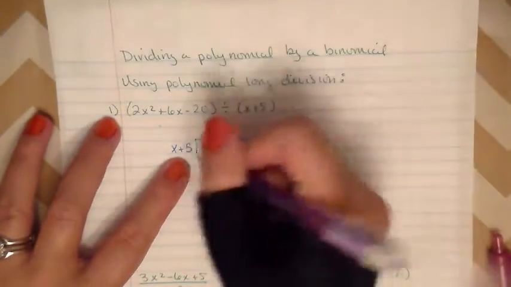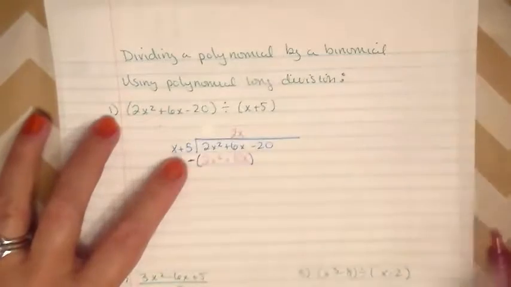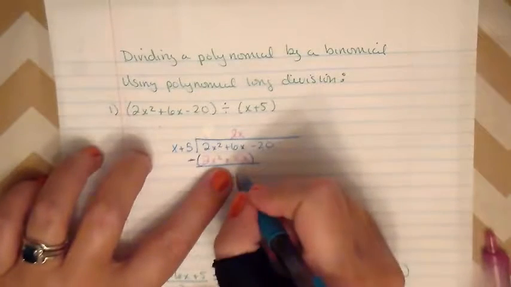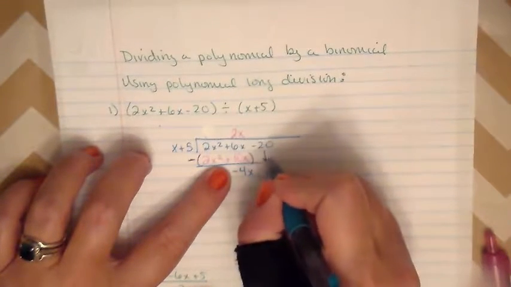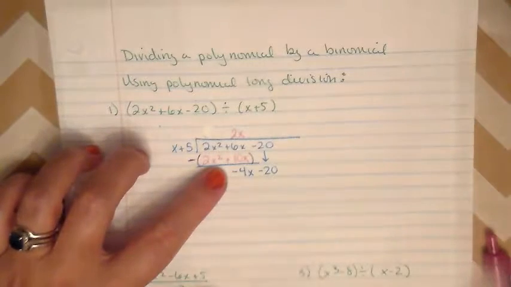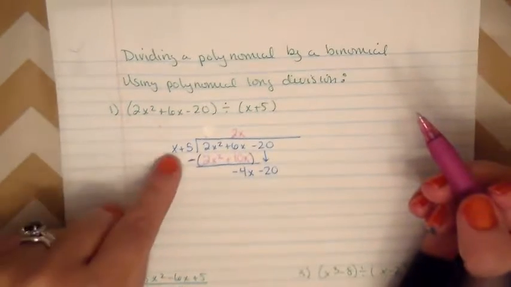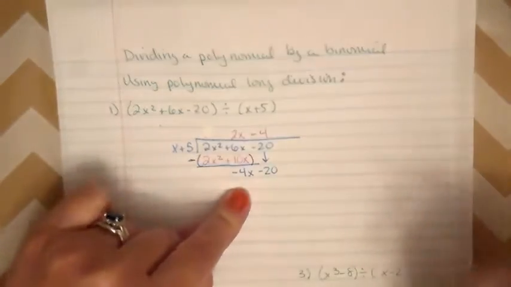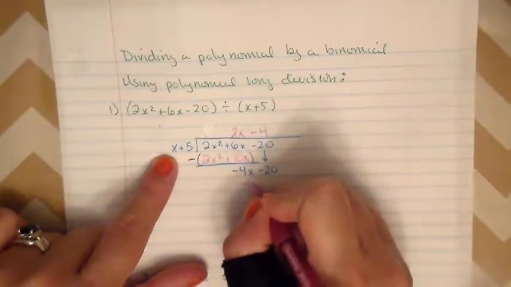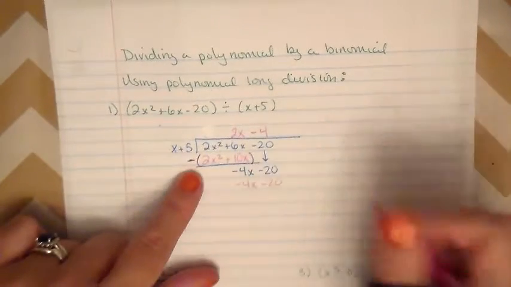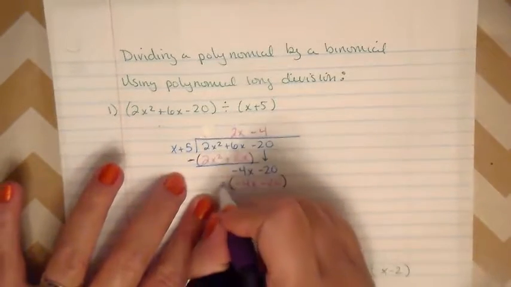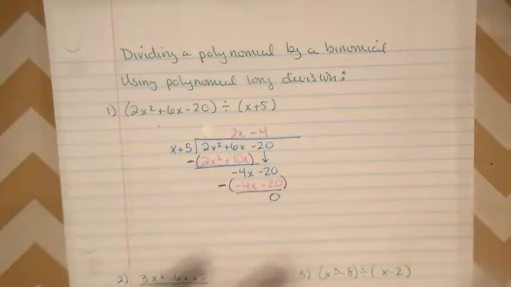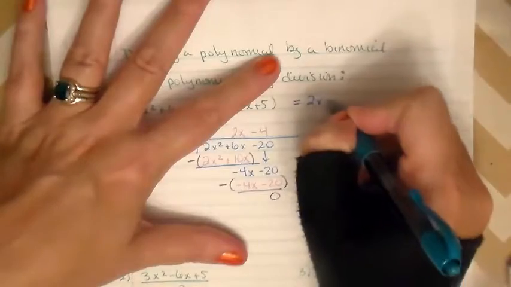Now I'm going to subtract this. So 2x minus 2x is 0. 6 minus 10 is negative 4. And then you bring down the next term, negative 20. So now I want to turn an x into a negative 4x, and to do that I multiply it by negative 4. So I have negative 4 times x gives me negative 4x. Negative 4 times 5 gives me negative 20. And when I subtract that, I get a remainder of 0. So my answer is going to be 2x minus 4.